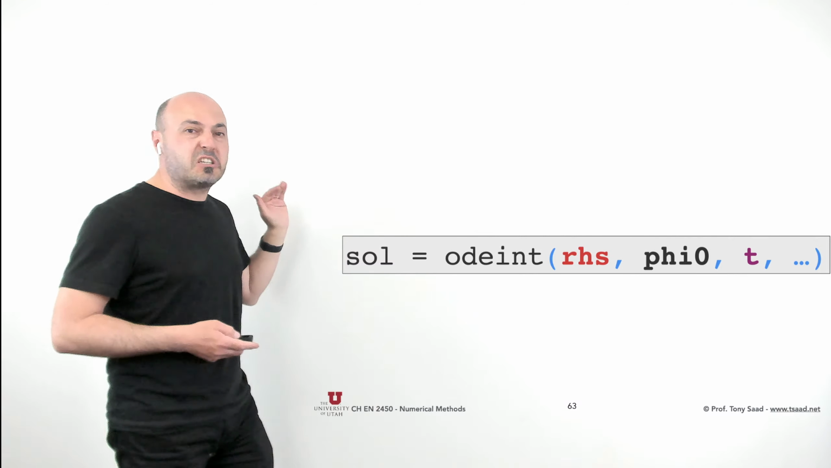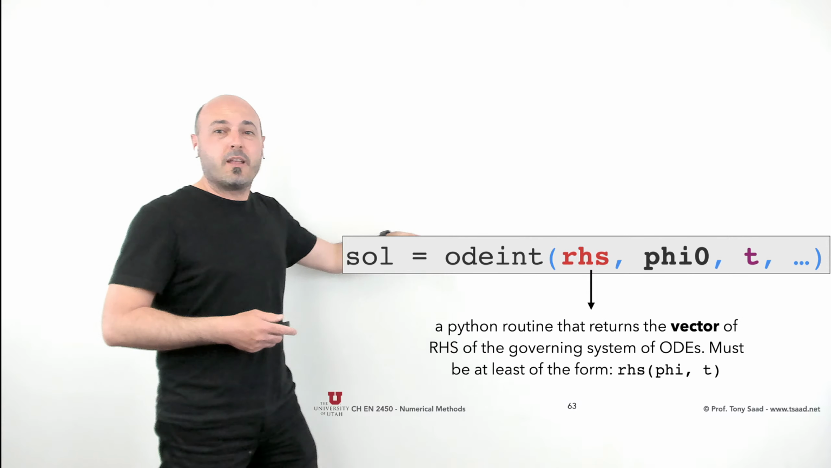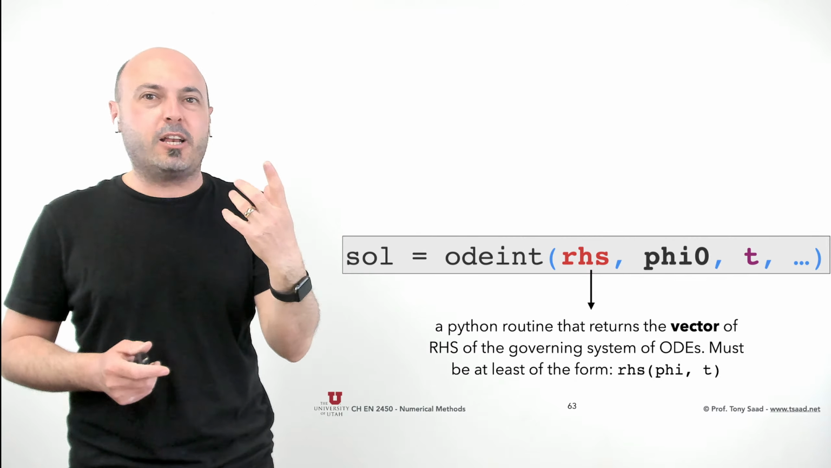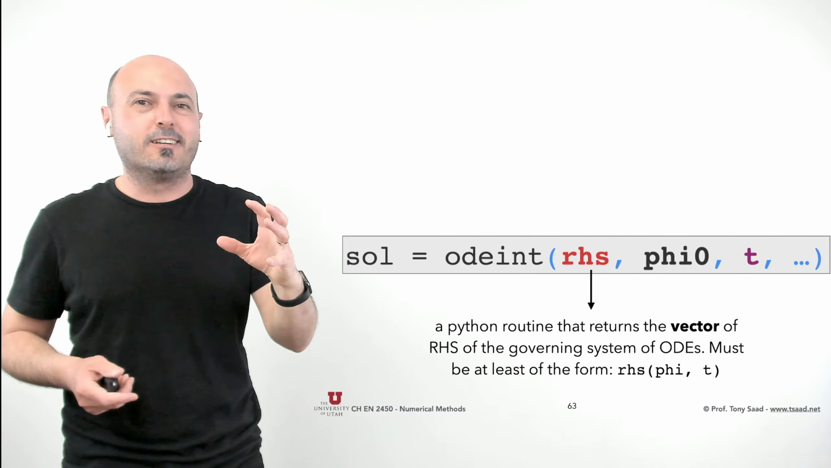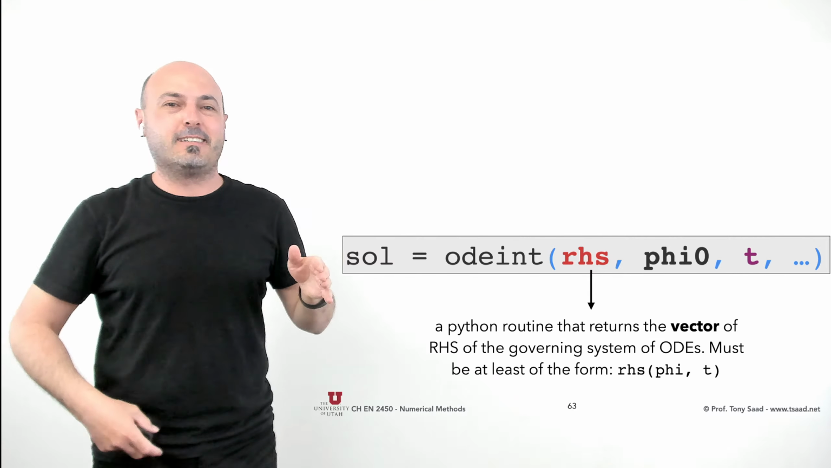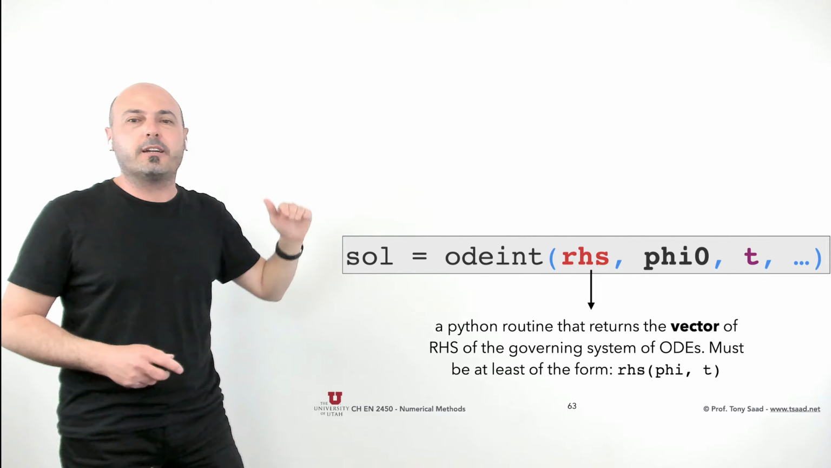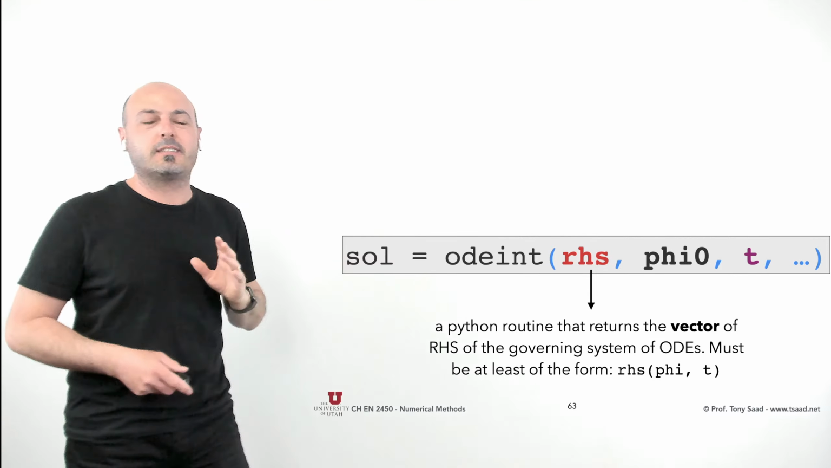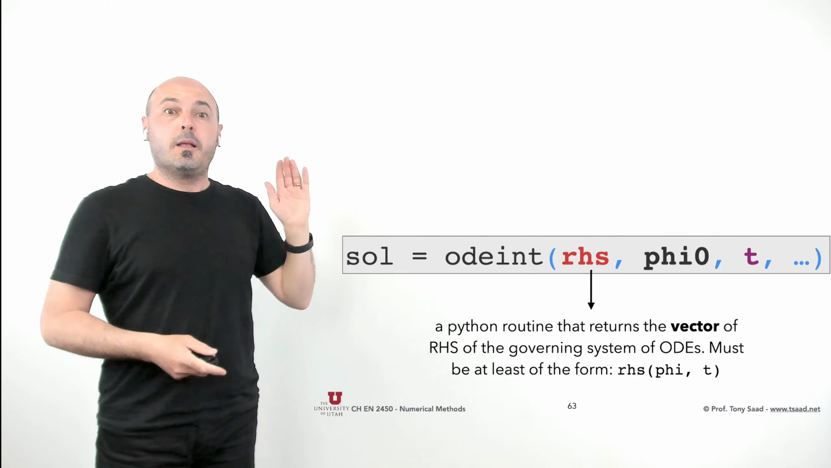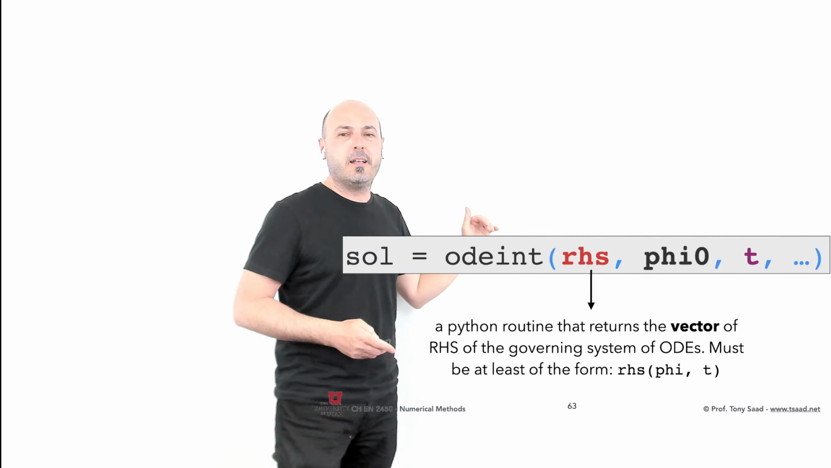In Python, you just use the same formula, ODE int, except now the right-hand side, instead of it being a single value that is returned from your function, needs to return a vector of right-hand sides. The right-hand side of the first ODE, the second ODE, the third ODE. You see in Python how easy it is. Just put them in brackets, return them as a vector. But you have to put them in the order you intend to solve them.